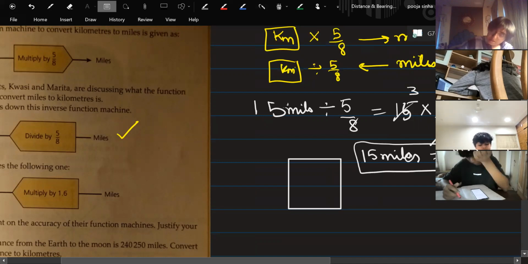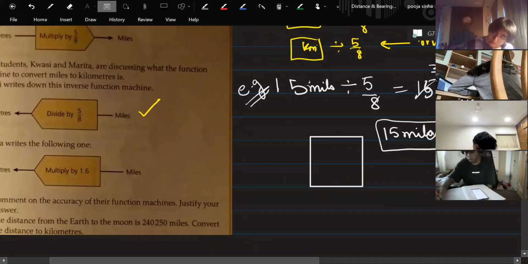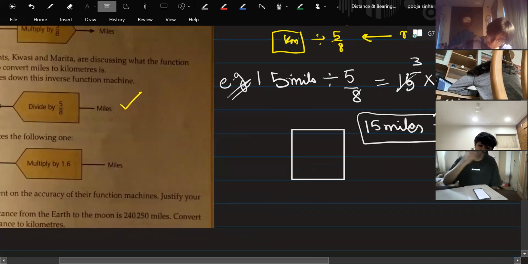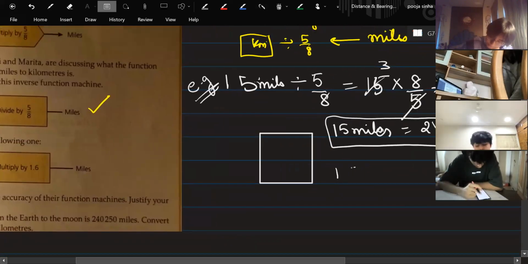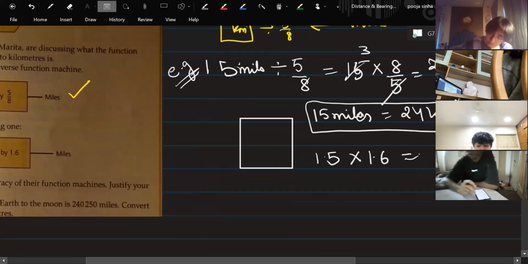Am I right in saying that? Yes. I'm just taking an example to check if both of them are correct. Let's check what the other person, Marita, did. If I had 15 miles and what she's saying is I have to multiply by 1.6, is she also getting 24? Just check that.